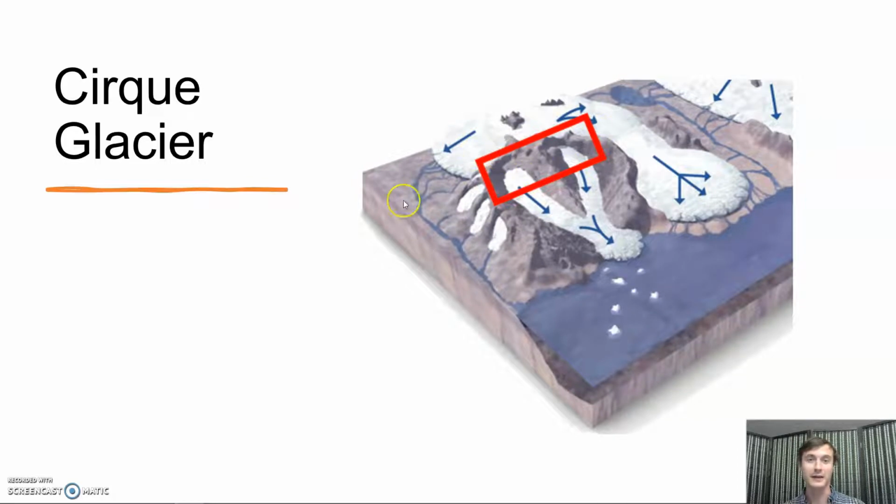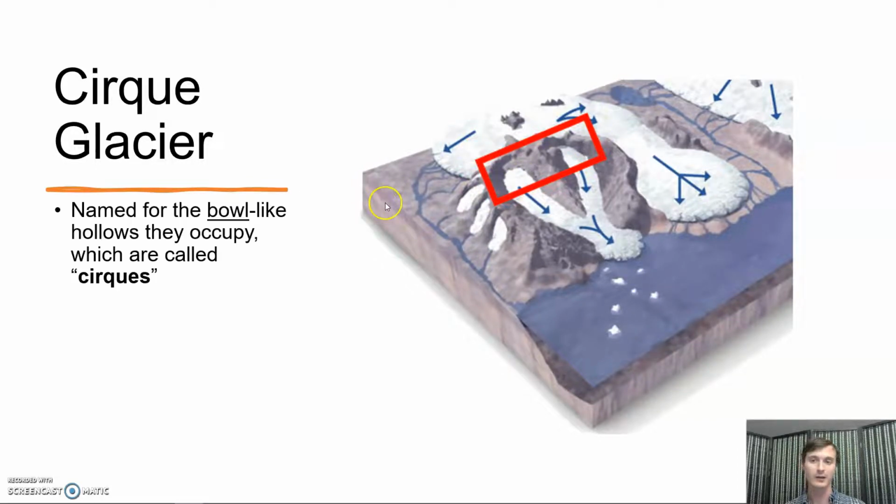It's going to be here in that original diagram that we looked at. So these are going to be named for the cirques. Those are the bowl-shaped structures that they occupy, tend to be found higher up in the mountain.